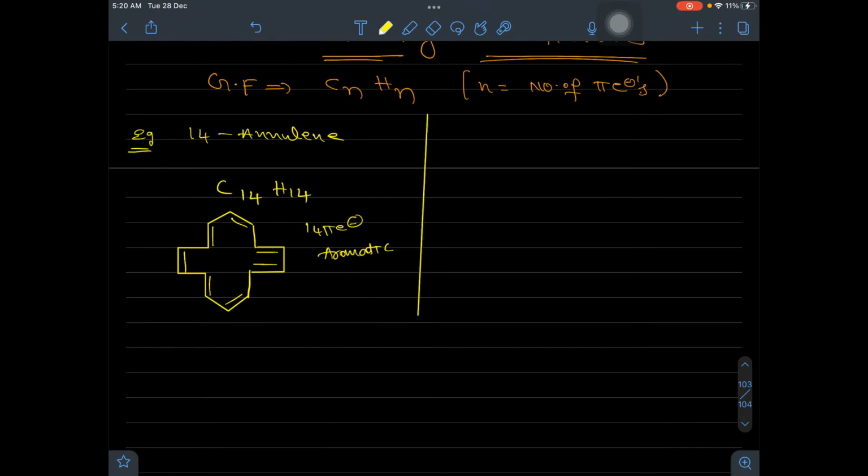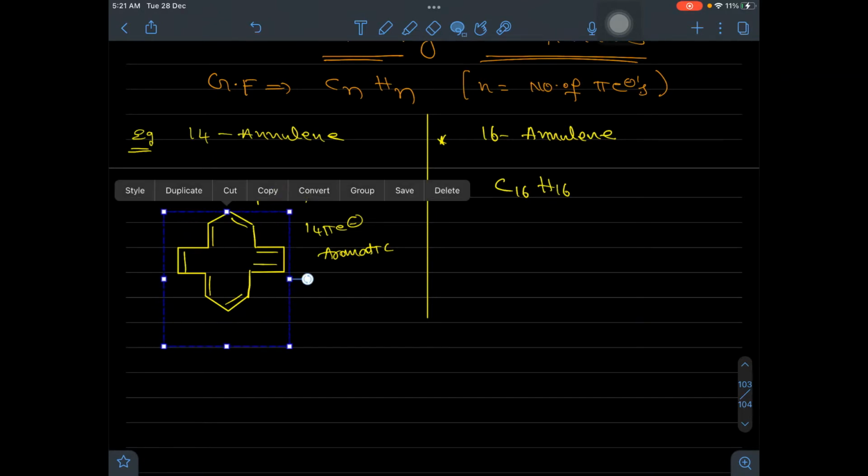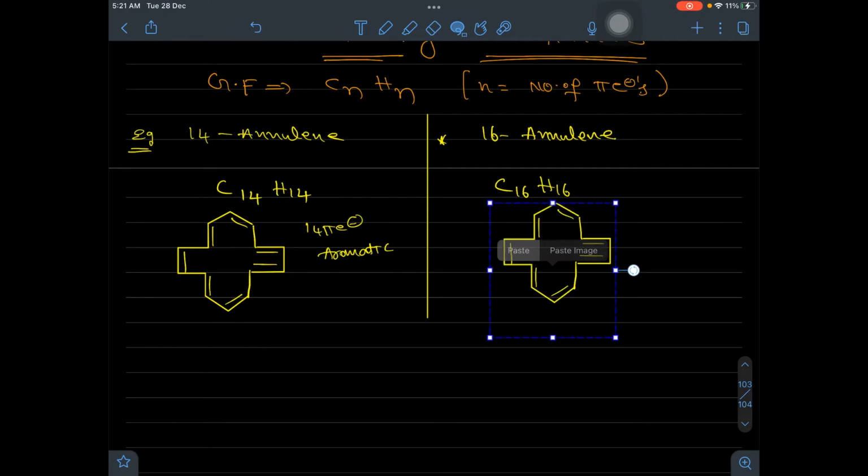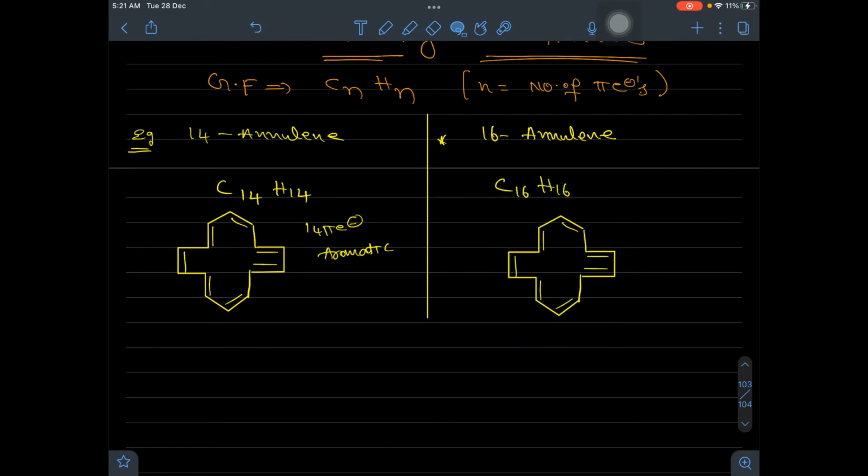Similarly, for example, [16]annulene. Its formula is C16H16. And its structure will be similar to [14]annulene only, but 2 more carbons are introduced. That's it.